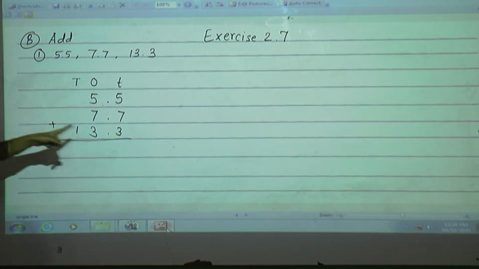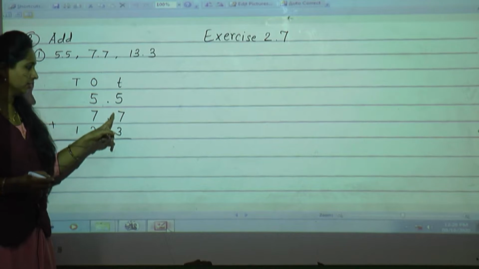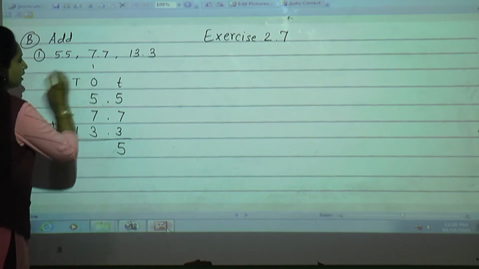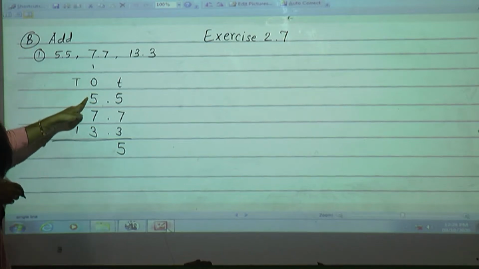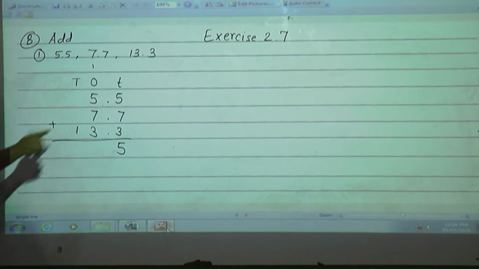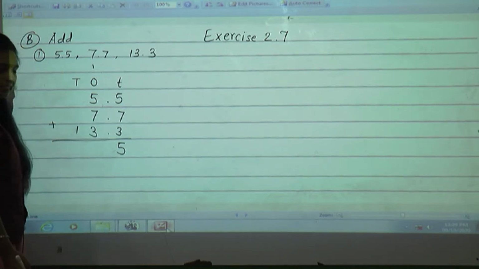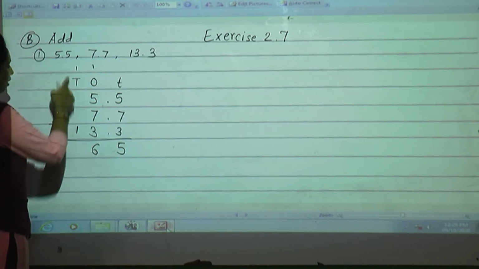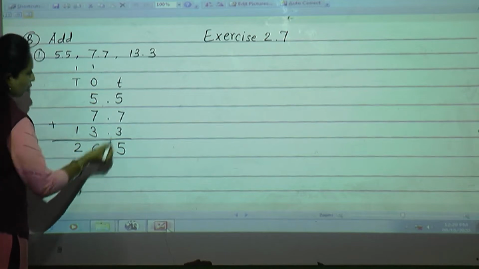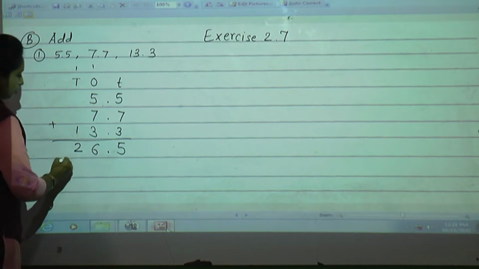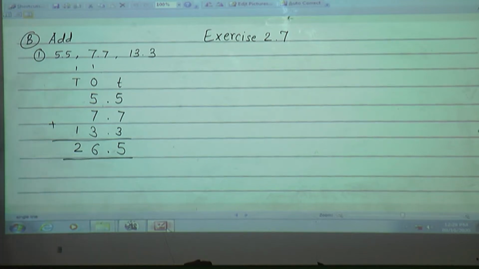Now let's add: 3 plus 7 is 10, 10 plus 5 is 15. So write here 5 and carry 1 to the ones. 1 plus 5 is 6, 6 plus 7 is 13, 13 plus 3, yes, 16. So write here 6 and 1 will be carried. 1 plus 1 is 2. So where will the decimal point come? See, exactly here only. So this is the answer. Clear? Yes? Understood?